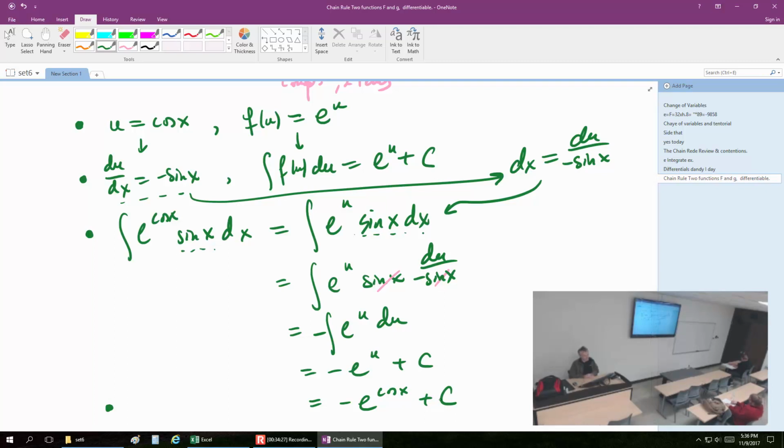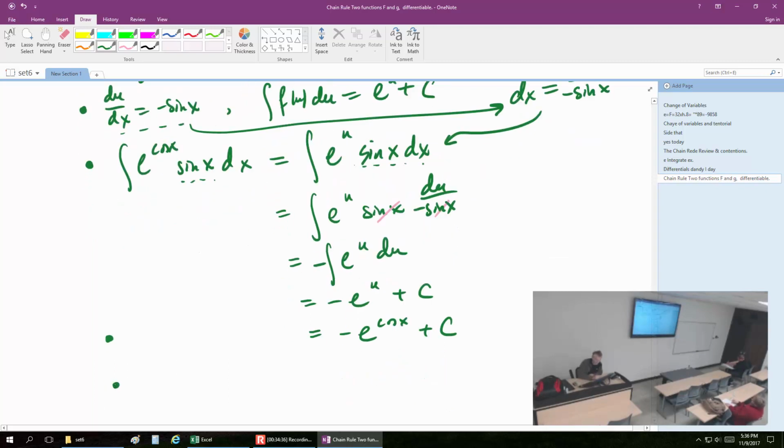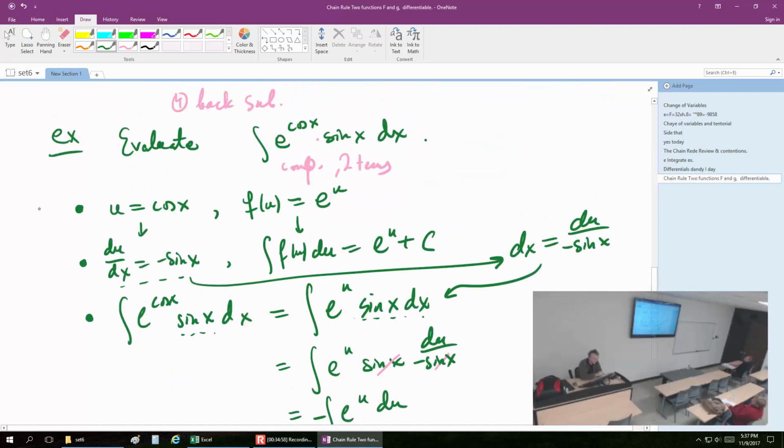It's always a good idea to confirm the answer, and just watch how that second term appears. So let me add one extra step here, verification. I take negative e^cosine x plus c and differentiate. Inevitably, I'm going to apply the chain rule. The negative sign is not a big deal. C is gone, and I differentiate e^cosine x with the same decomposition. That decomposition can be recycled for differentiation.